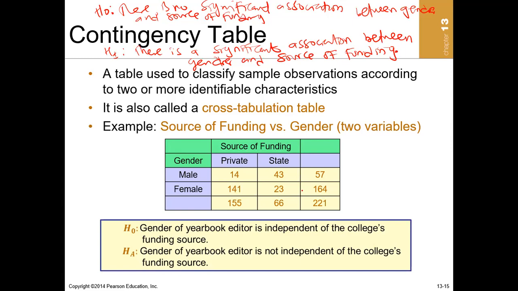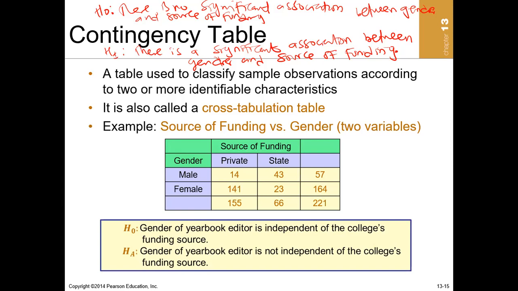Now, this table here, sometimes in a question you will not be given the table, you'll be given the figures. Like, let's say total male is 57 and they say the private male is 14. So you must know that the remainder will be the state male. So sometimes the questions will be given in statement form, and you must be able to arrange them in this table. And this table is actually called the cross tabulation table, the contingency table or the cross tabulation table.